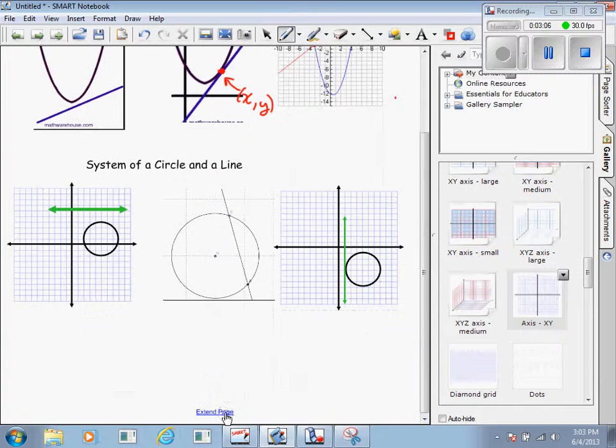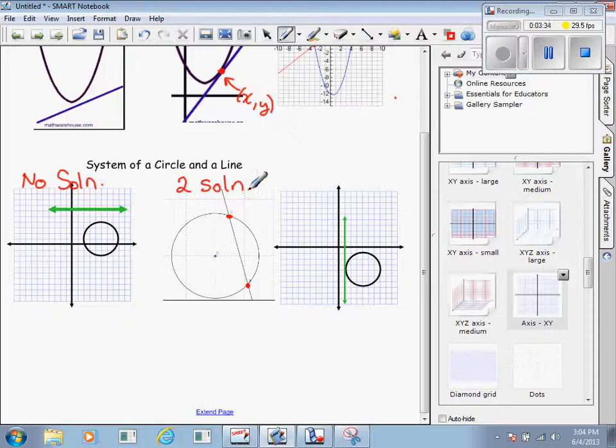We also will investigate a system of a circle and a line. We have, again, the same type of solutions in that we could have a circle and a line that never intersect, such as the first picture, in which case there is no solution to the system. We could have the case where we have a circle and a line that intersect in 2 points. In this case, there are two solutions to the system.